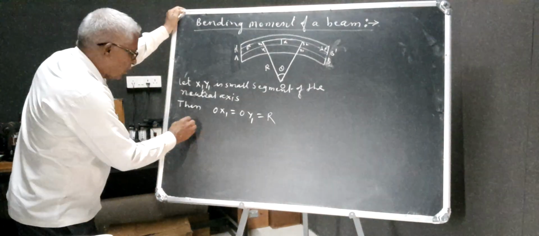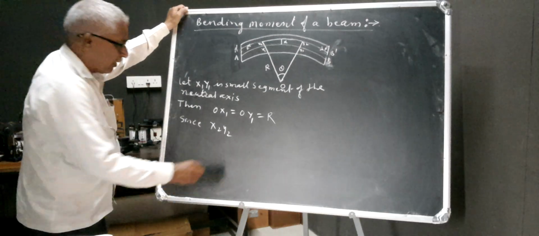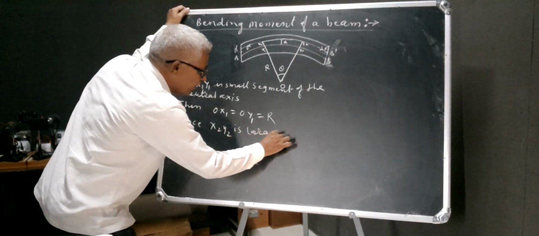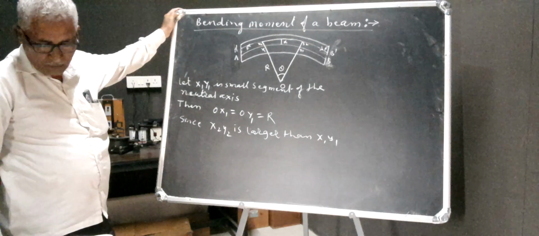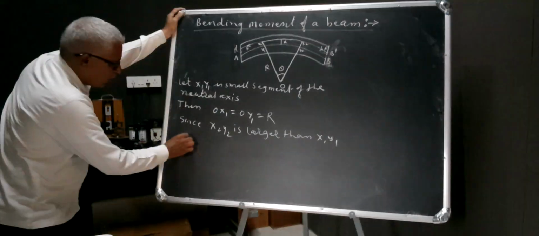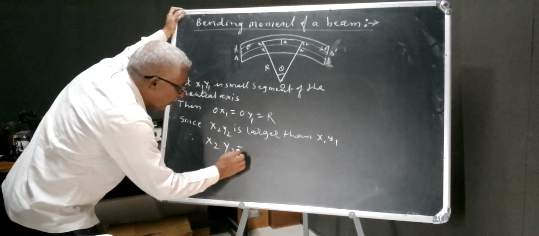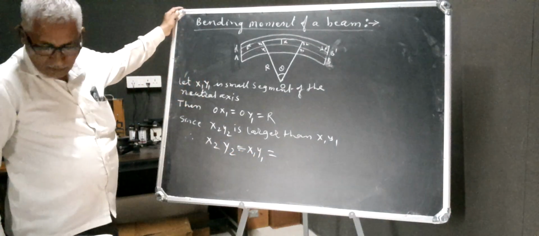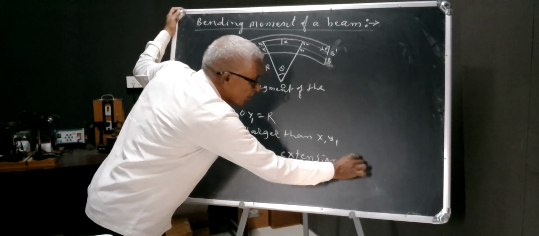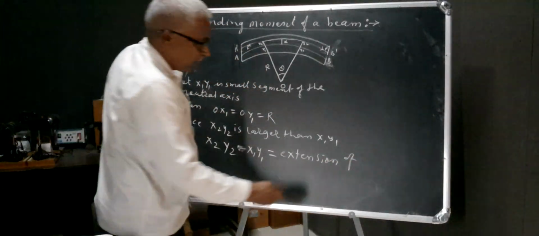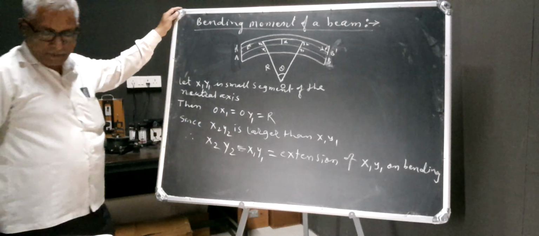Since x2y2 is larger than x1y1, x2y2 minus x1y1 gives us the extension of x1y1 on bending.